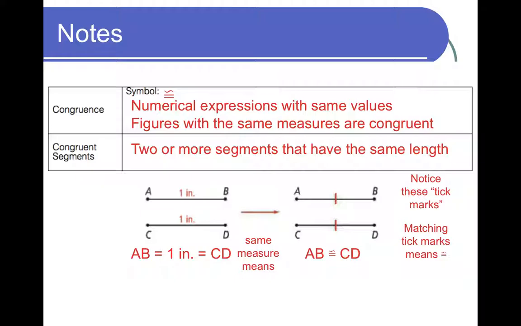So, we know the symbol for congruence. We know what it means: having the same values, figures with the same measures, two or more segments with the same length, that's all congruent. And one of the ways we can show congruence besides the symbol is with the use of these tick marks. If you have the same tick marks on the same things, then you know they are congruent.